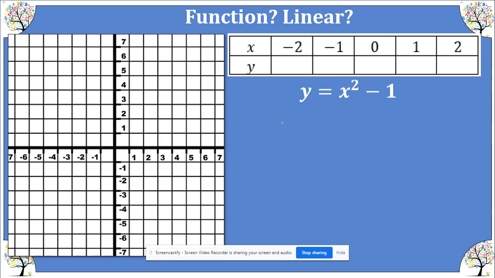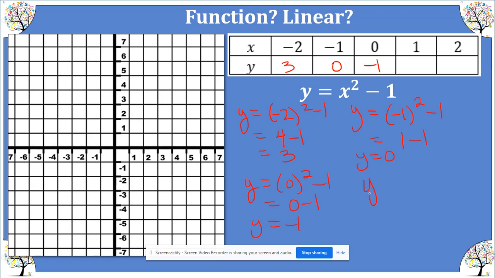Okay, so here's the function table. I think that was missing on the earlier slide. We're going to plug in, using parentheses, -2 for x. Now we square -2, which is a +4, and my y value is 3. Now let's plug in a -1, using parentheses. I get +1, so my y value is 0. We're going to plug in 0 for x. We get 0 minus 1, and my y value is -1.